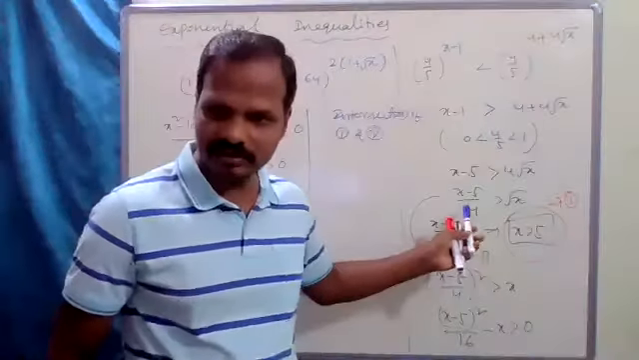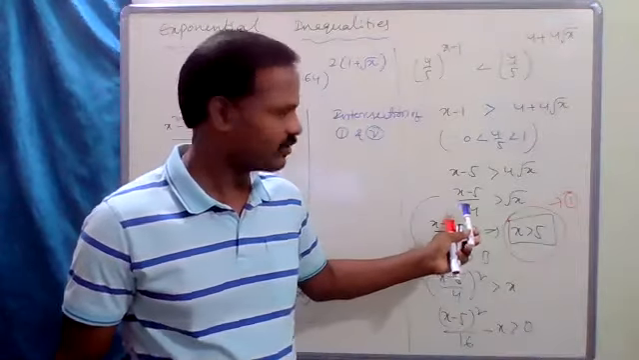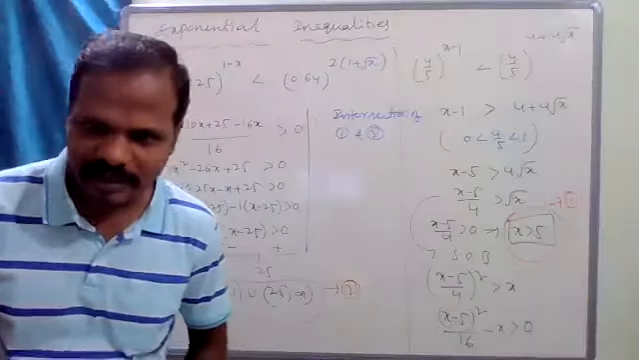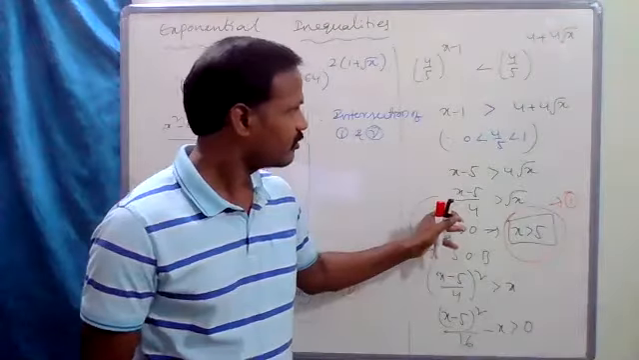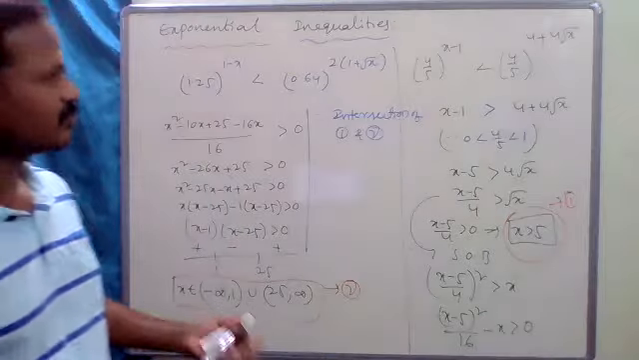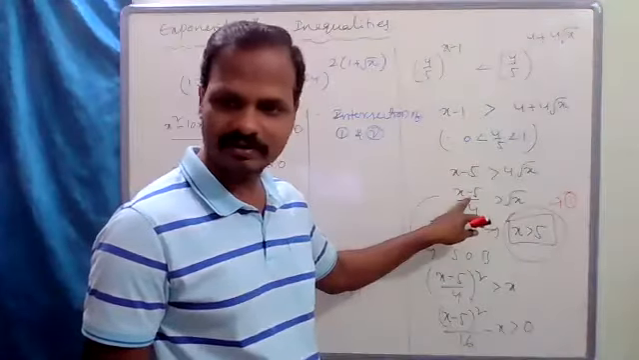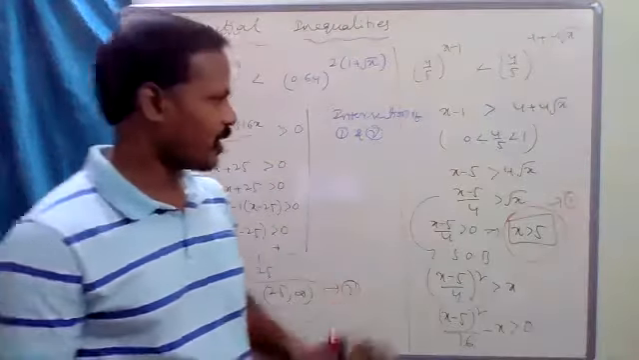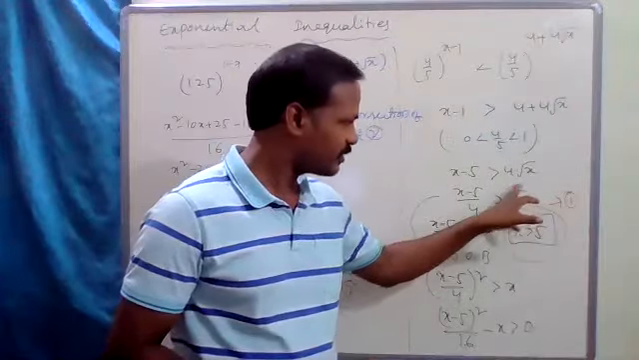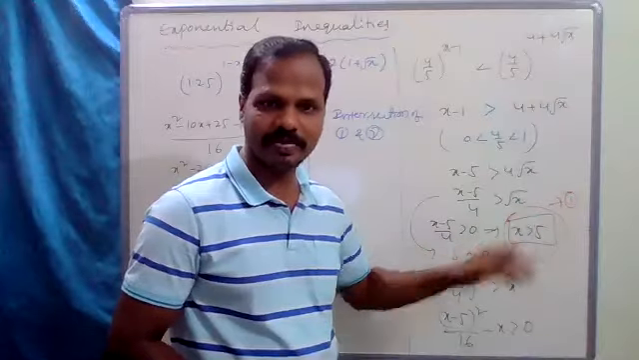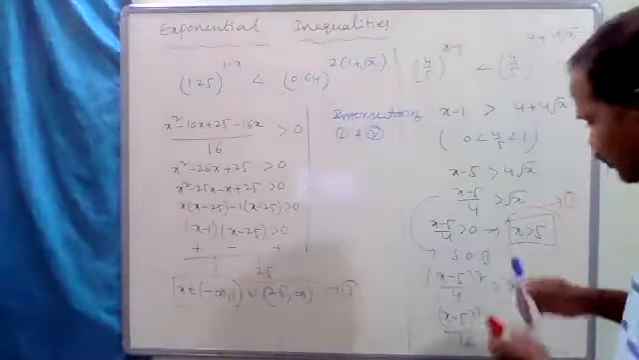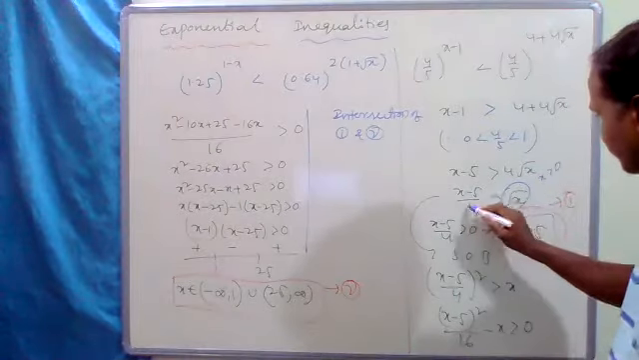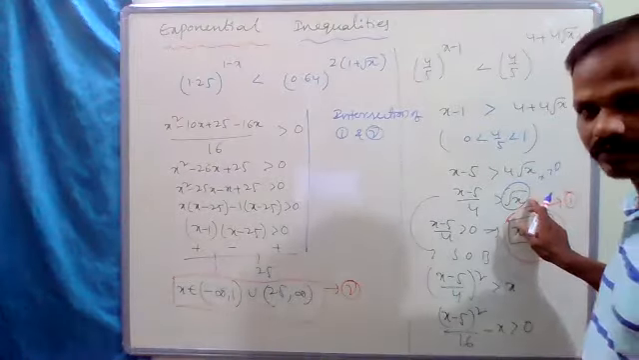See, x minus 5, x greater than 5 is not possible. There you take x minus 4 greater than 0. Where, x minus 4 greater than 0? x minus 4 or x minus 5? No, see what I am saying. First, I am talking about this one, root x. This is positive. x greater than 0 here, not here. This is positive.